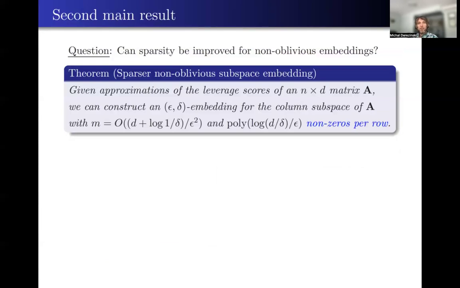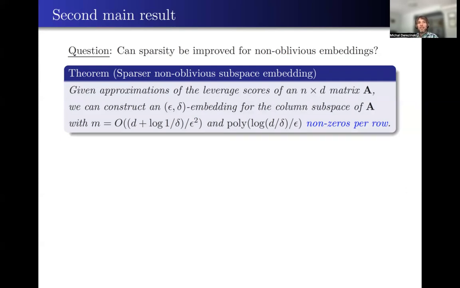Now, for our second main result, we ask the question: can the sparsity be further improved for subspace embeddings? I mean beyond the conjecture of Nelson and Nguyen. It turns out that if we allow non-oblivious embeddings, then the answer is yes. And of course, here we also want to get this optimal embedding dimension. This is the core of all of our results, that they achieve the optimal embedding dimension.